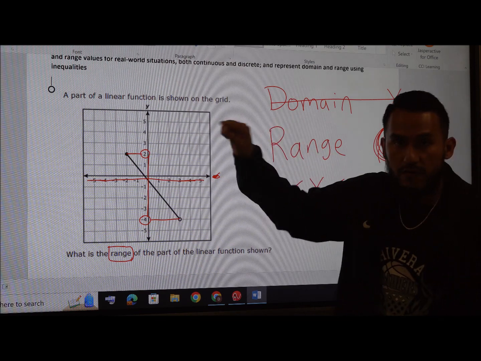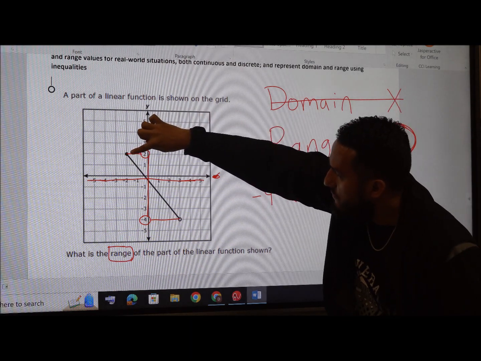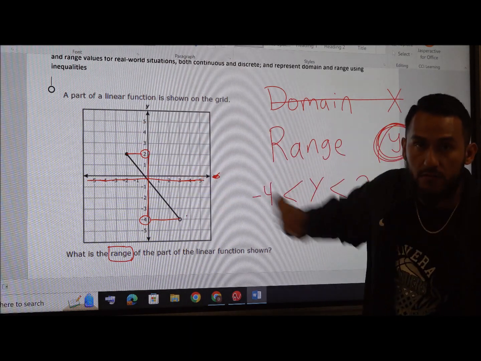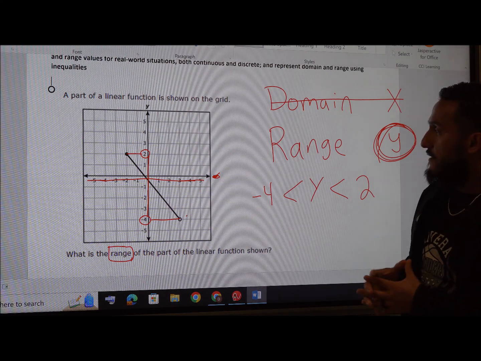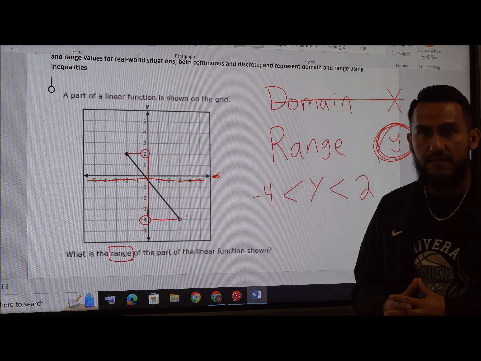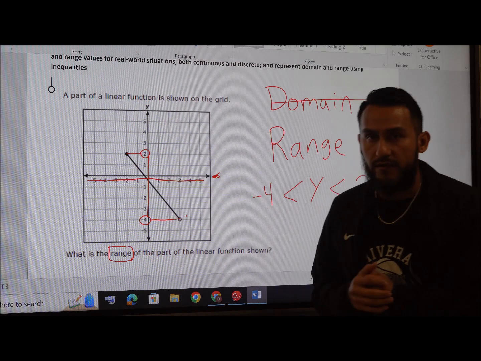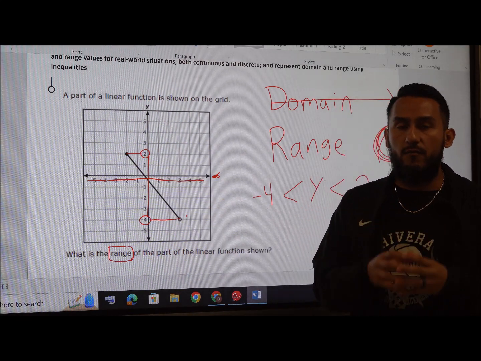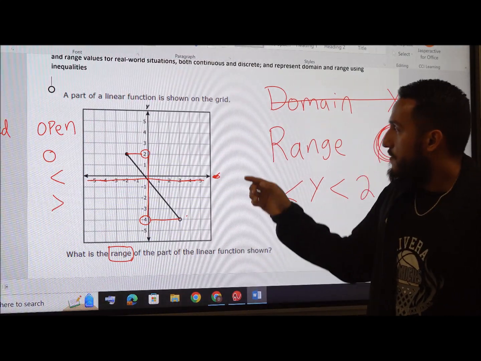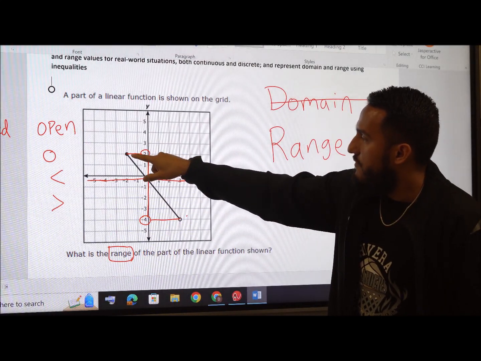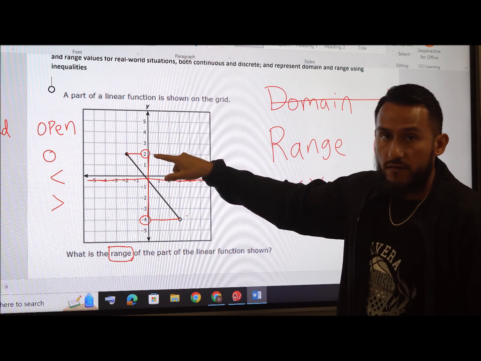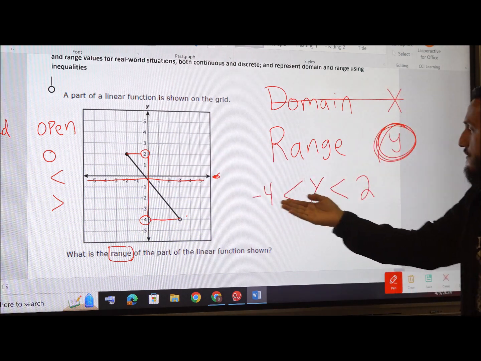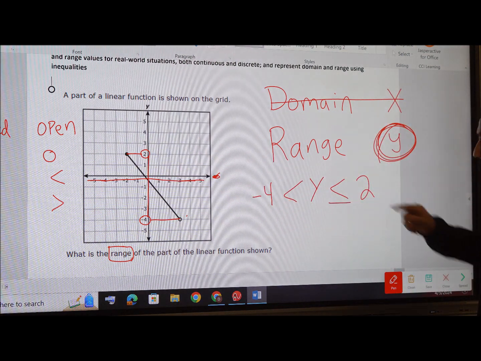However, you notice that this circle right here is closed, and this circle right here is open. When you're dealing with inequalities, guys, the circles are important. In the other video, I talk about inequalities and the open and closed circles. So because this circle right here is closed and it's aligned with the 2, then in our answer, we should have a line at the bottom like this.